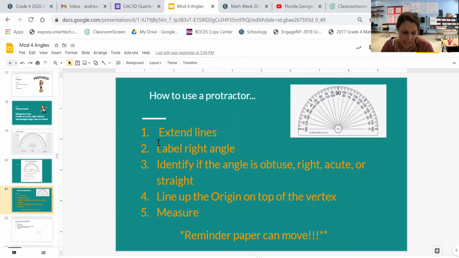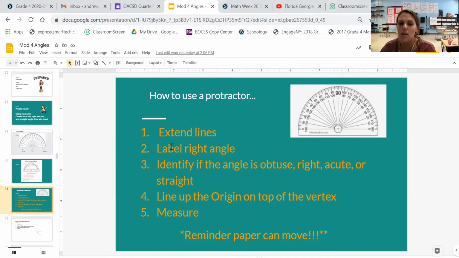The first thing is, and this one shouldn't be a problem, your lines are pretty big, but when we get moving, you may have to extend your lines, which means using a straight edge, an edge that's straight, to make these lines longer. When I say extend, you say long. Extend. Good.